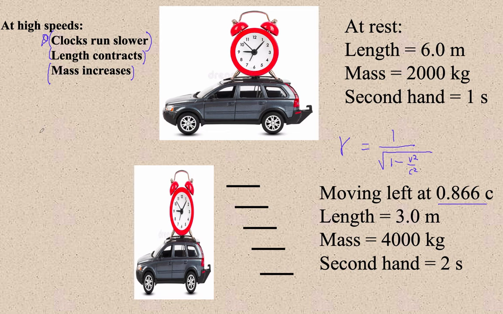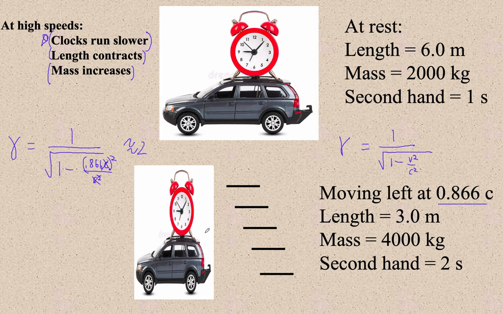Let me just show you this. The Lorentz factor is 1 over the square root of 1 minus 0.866c squared over c squared. Well, you see that the c squareds are going to go away. And so you end up with 1 divided by the square root of 1 minus 0.866 squared. And that's 1.99982 or something like that, right? So that's approximately 2.